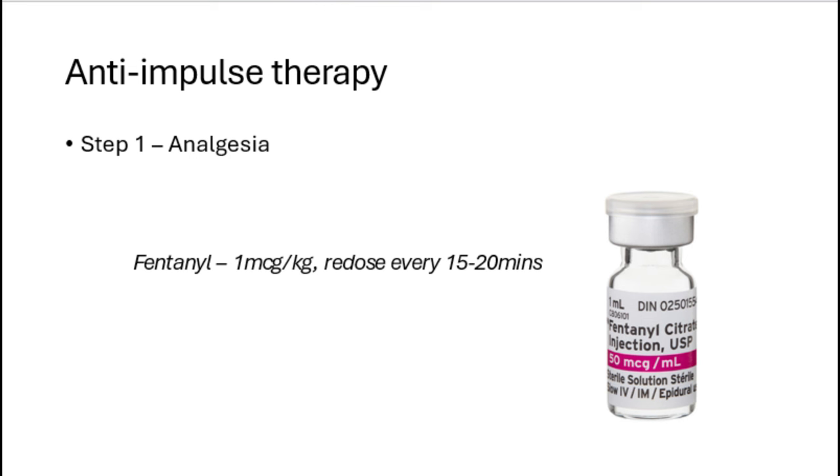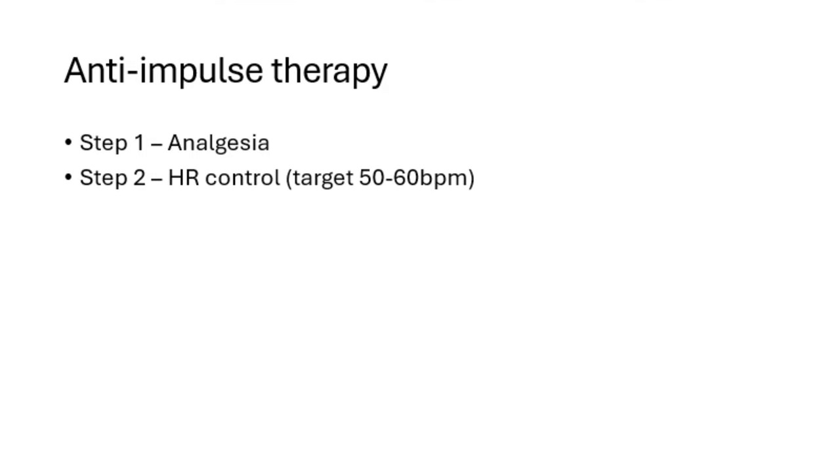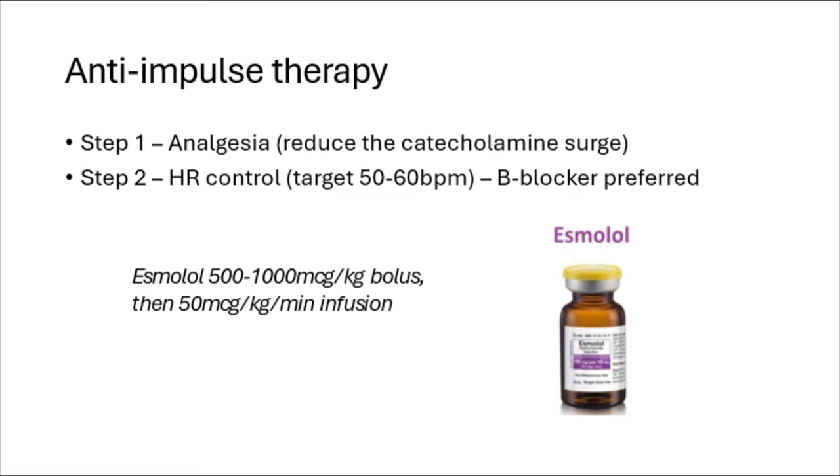As we are managing the patient's pain, we can start our heart rate control. The goal heart rate here is somewhere in the 50 to 60 range, and the ideal agent here is going to be a beta blocker. Beta blocker of choice is esmolol if you have it. Esmolol selectively antagonizes the beta 1 adrenergic receptors, so it's really going to be helpful in getting that heart rate down.